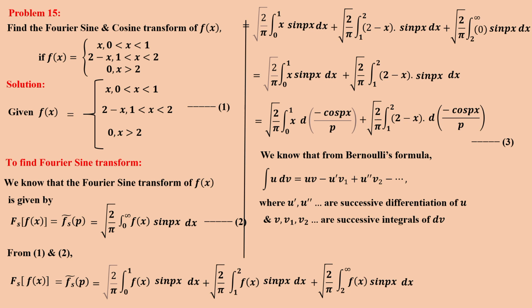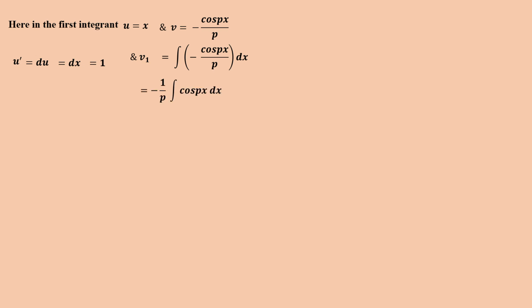of x, right? So first integrand, taking the first term in the equation number 3. So u is equal to x and v is equal to minus cos px by p. So u dash, which is equal to du, which is equal to dx, that is equal to 1. v1 is equal to integral minus cos px by p dx. Minus 1 by p is constant, take it outside, integral cos px dx. Integral cos px is sin px by p. So minus 1 by p sin px by p, that is equal to minus 1 by p square sin px.